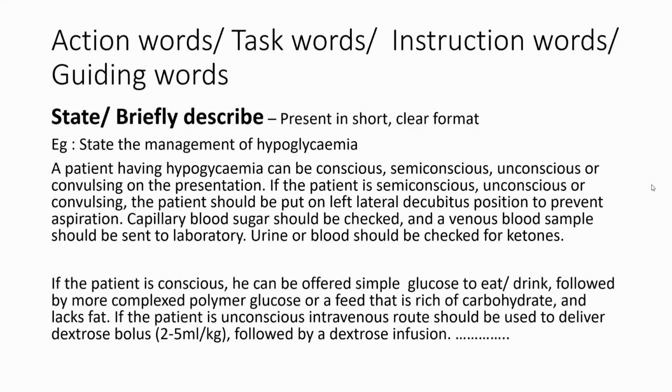Capillary blood sugar should be checked. The venous sample should be sent for the laboratory. Urine or blood should be checked for ketones. If the patient is conscious, he can be offered simple glucose to eat or drink, following a more complex polymer glucose or feed that is rich in carbohydrate and lacking in fat. So you don't give much reasoning. It is just putting the things in a place.